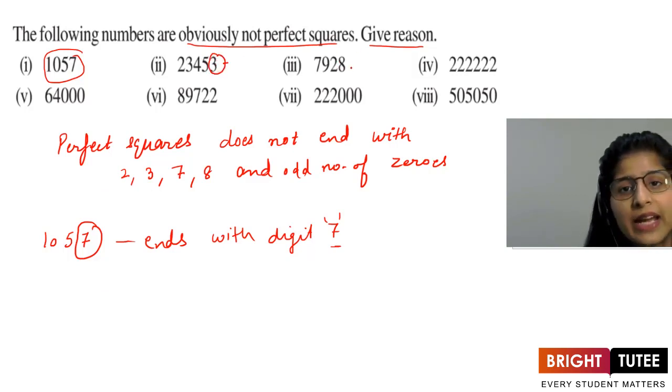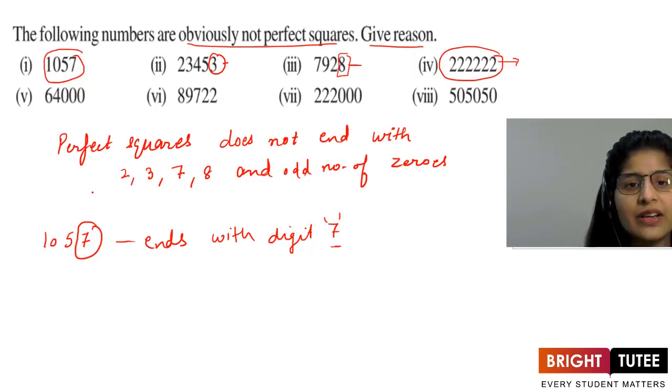In the next part, can you think of the reason? Just think about it. The unit digit here is 8, right? No perfect square number has the ending digit 8. So this is not a perfect square because it ends with 8. Now this one, this is ending with 2. So it is not a perfect square. We have already written these 4 digits. These should not be there. An odd number of zeros at the end should not be there.